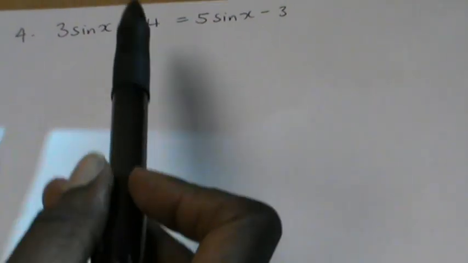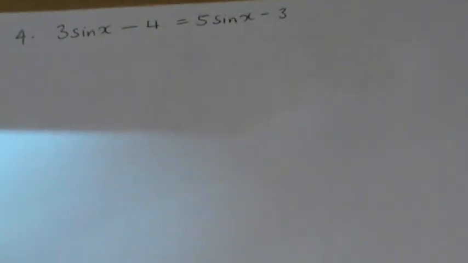Okay, we have our next question here. This is 3 sine x minus 4 is equal to 5 sine x minus 3. So we have 4 steps that we follow, and let us do that. If you remember, the first step is we need to rewrite this as sine x is equal to something.